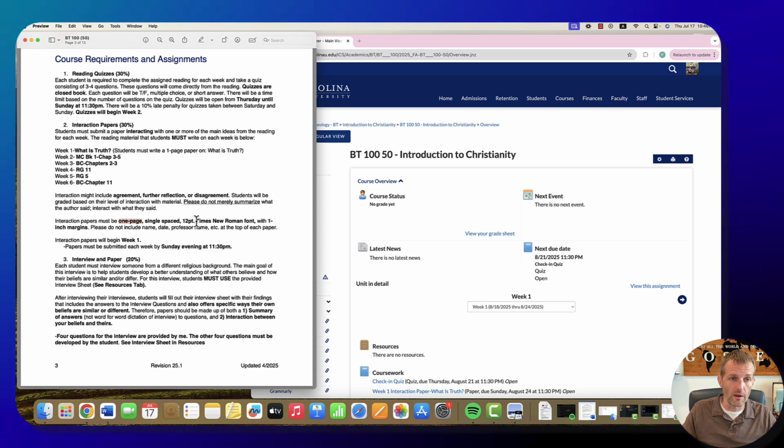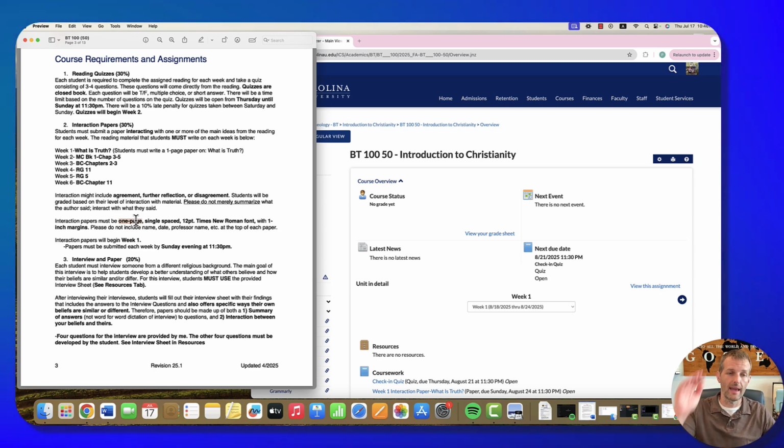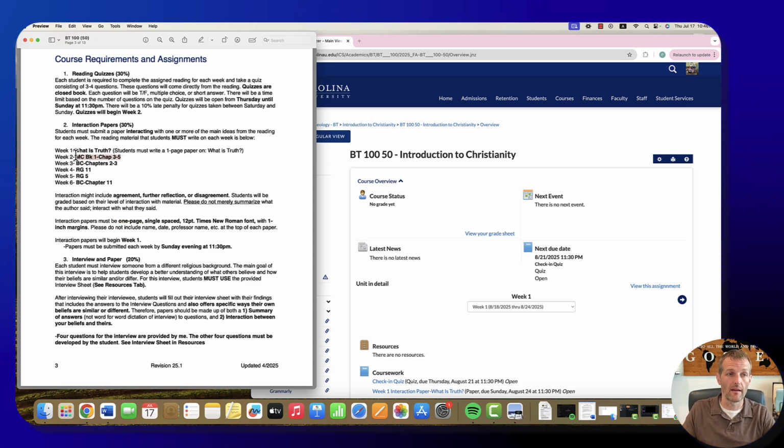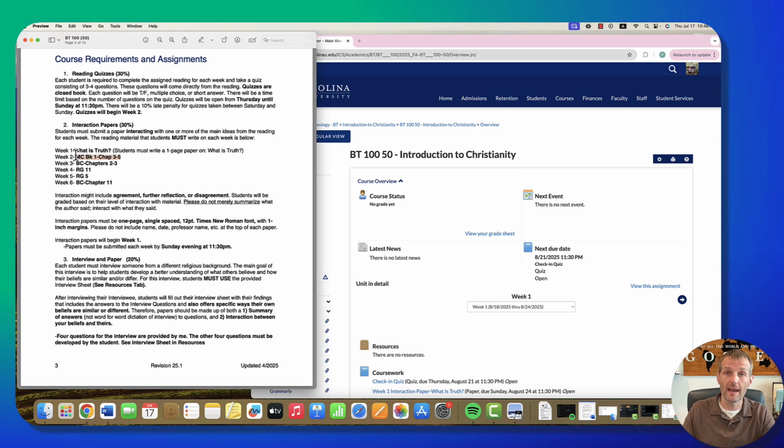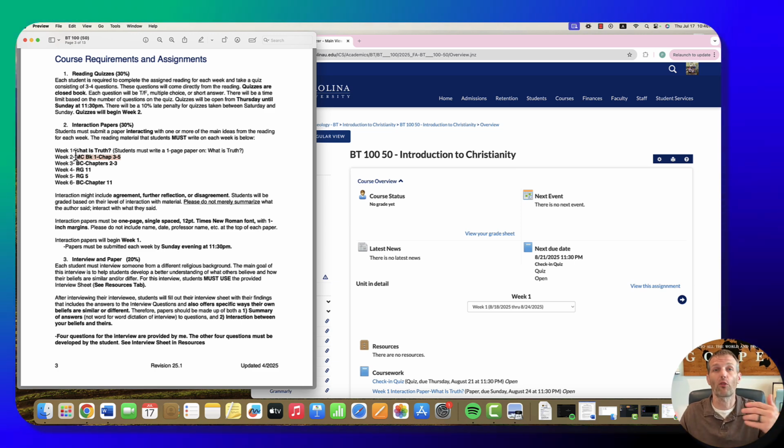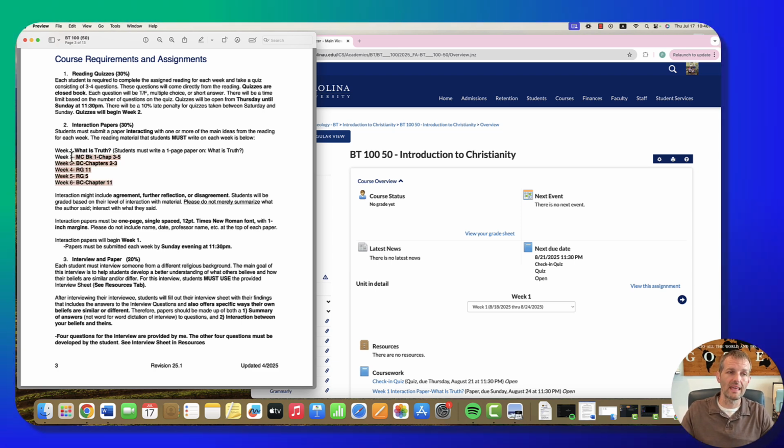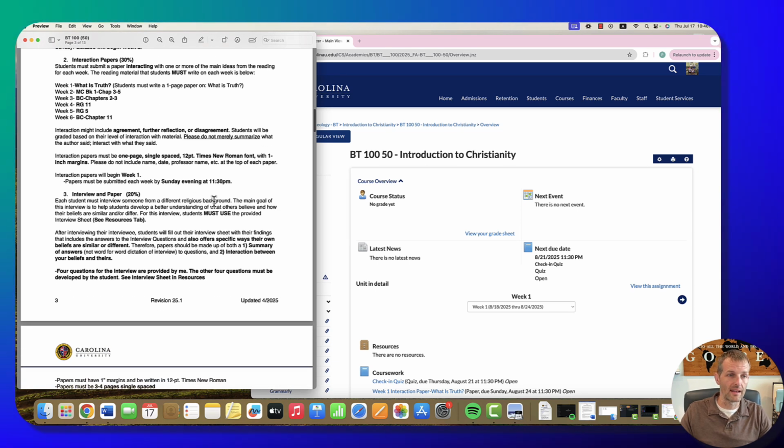Normal 12-point font, single space, 1 page each week, and you can write on as many ideas in the reading as you want. You might just have one main idea that you want to write on. You might have 3 that you really want to write a paragraph on. Either way, notice you're going to be writing at least on each of the books that are assigned. Those are due every Sunday night.